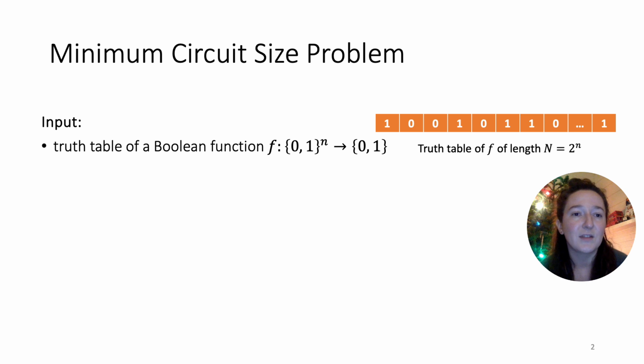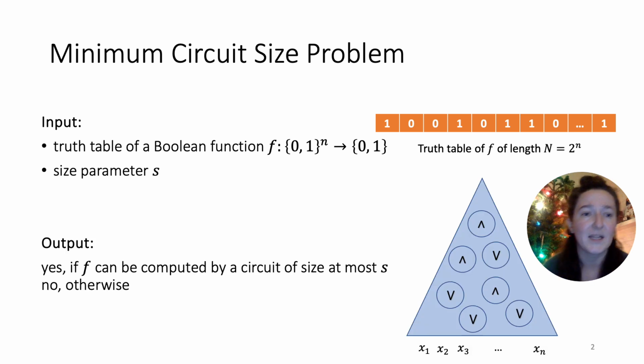As an input, minimum circuit size problem, also usually abbreviated to MCSP, receives a truth table of a Boolean function and the size parameter S. And it outputs yes if this Boolean function f can be computed by a circuit of size at most S and no otherwise. And we usually consider De Morgan circuits with fan-in two.